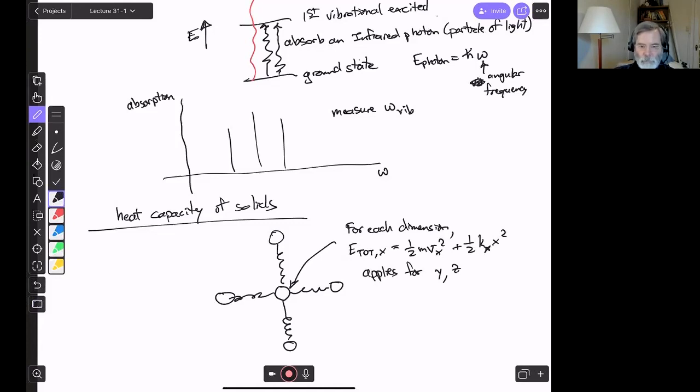Okay, that's the setup. The question is, for, again, temperature much greater than whatever the quantum energy spacing is for vibrations in this system, what is the molar heat capacity? Any questions before I put you in your breakout rooms to talk about this?